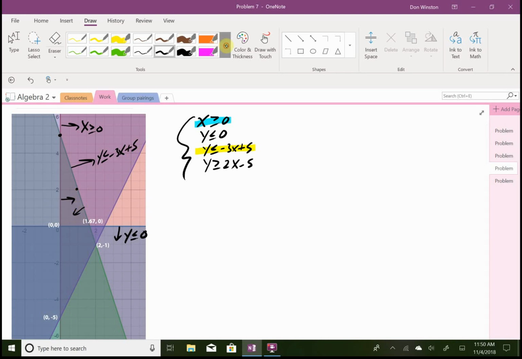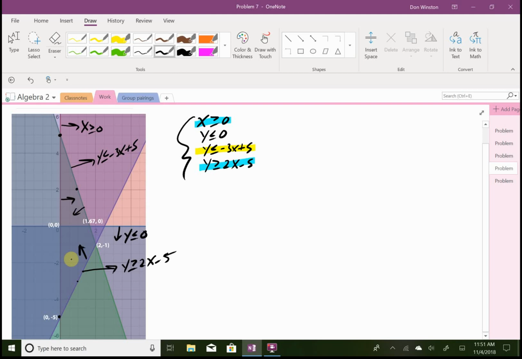And then finally the last equation here. That's y is greater than or equal to 2x minus 5. So my y-intercept is negative 5. And my slope tells me to go up 2 and over 1. So this is going to be the equation: y is greater than or equal to 2x minus 5. And that says I have to be above the line.